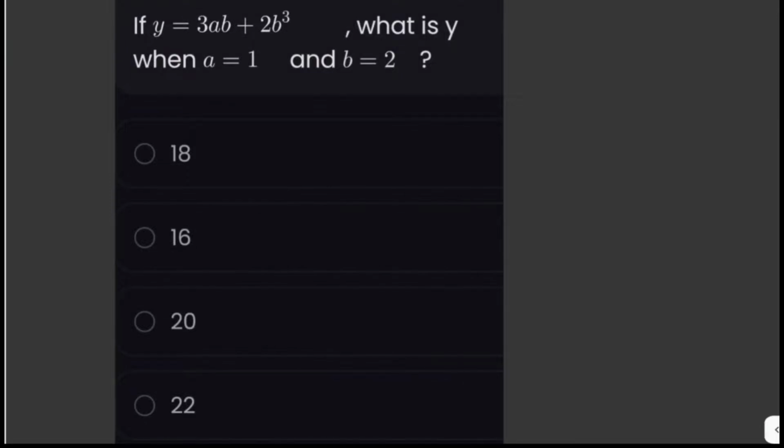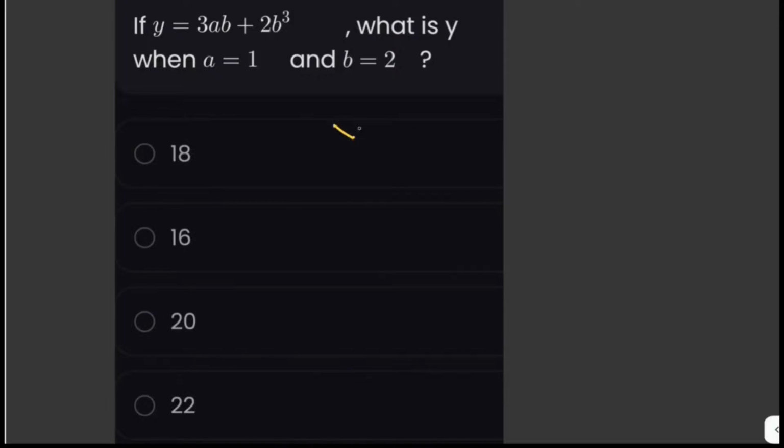Alright, how about this problem here? If y equals 3ab plus 2b cubed, what is y when a equals 1 and b equals 2? So we're given here an equation and also the values of a and b. All we have to do is plug in the values of a and b into the equation and then evaluate to find the value of y.